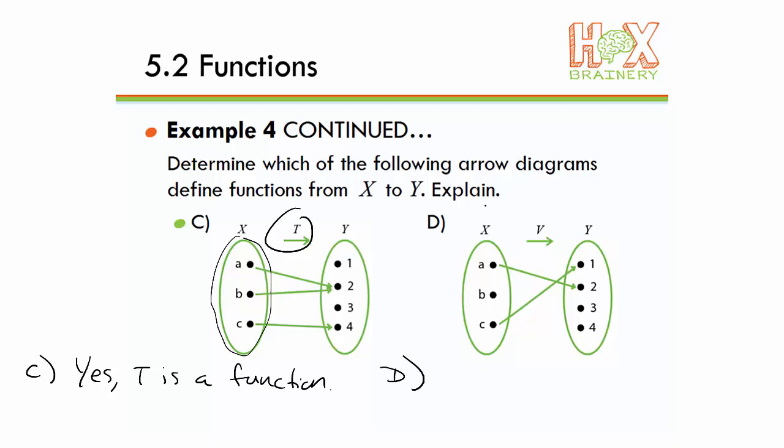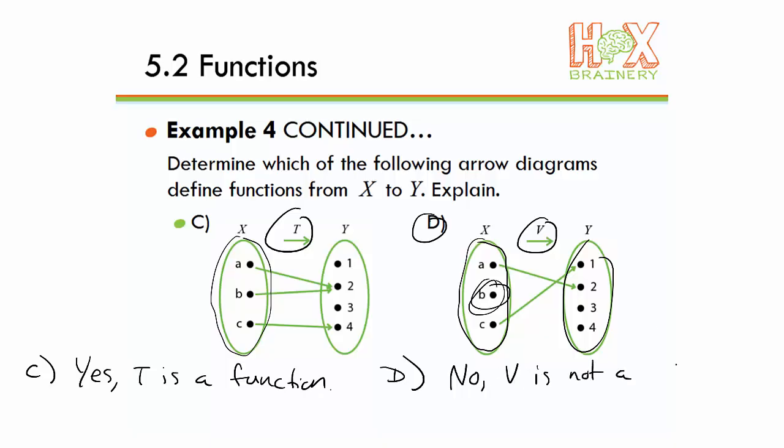And then part D, does that represent a function? So we have V here. And if we look at our set X, the domain, not all of them are being used. Not all the elements are being used. V does not have an arrow coming out of it. It's not related to anything over here in Y. So no, V is not a function.